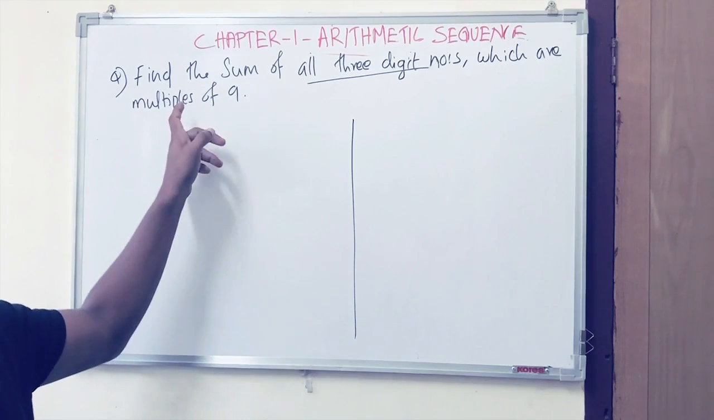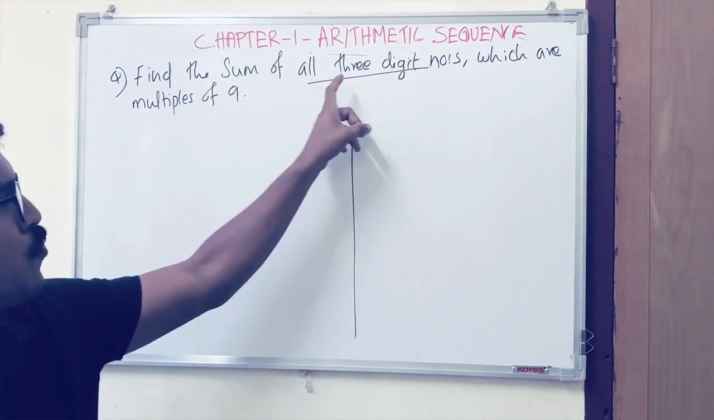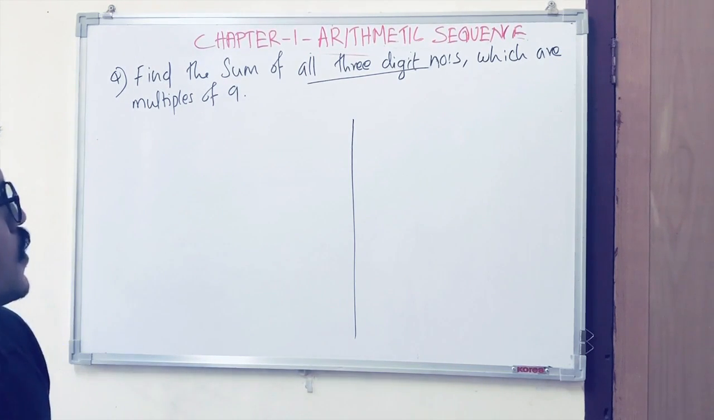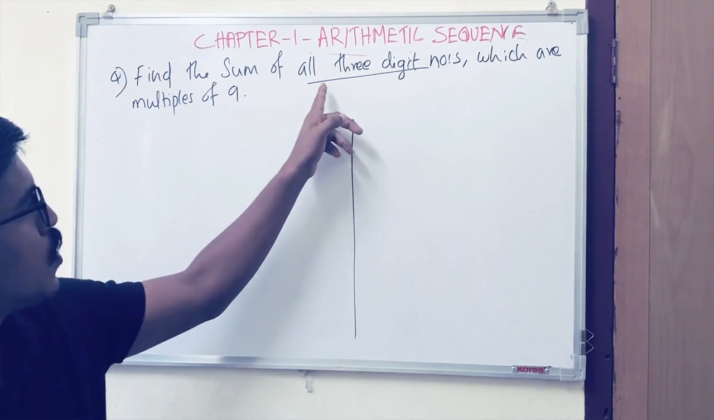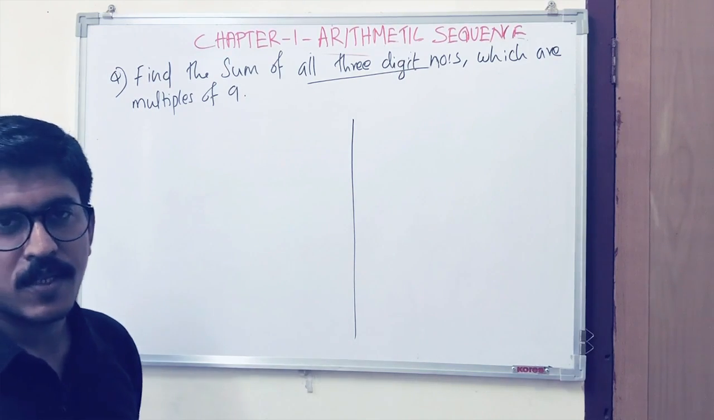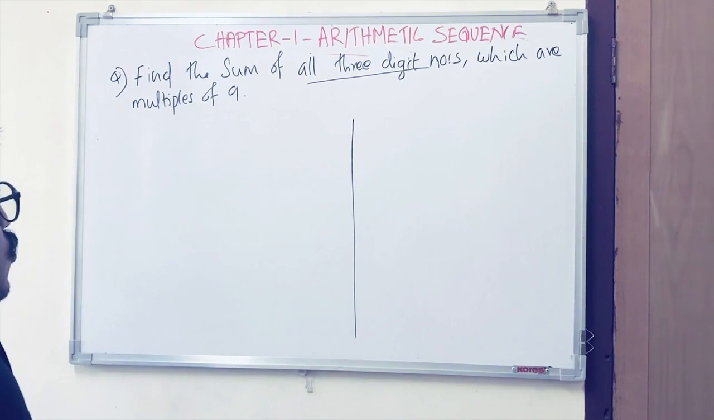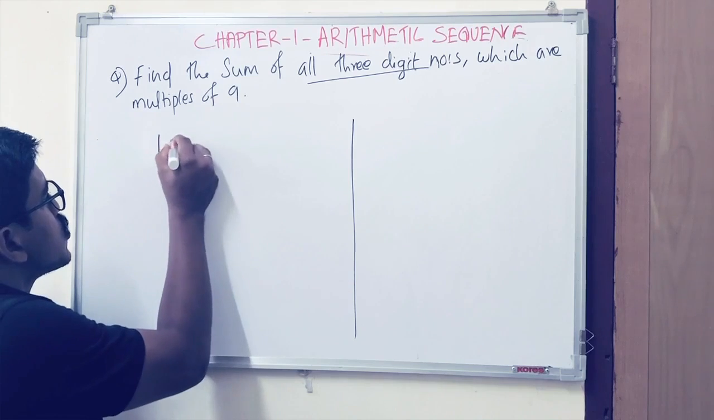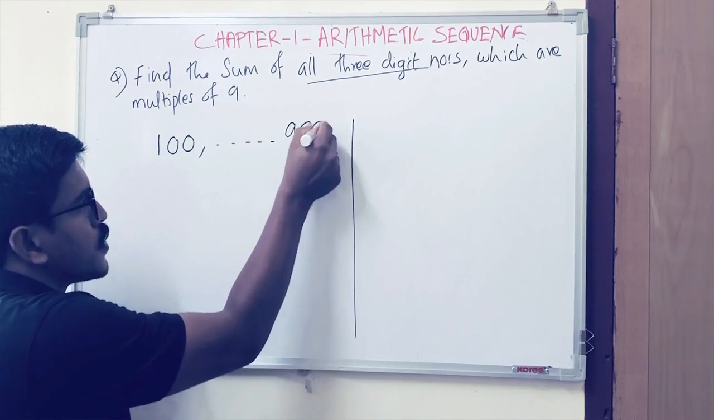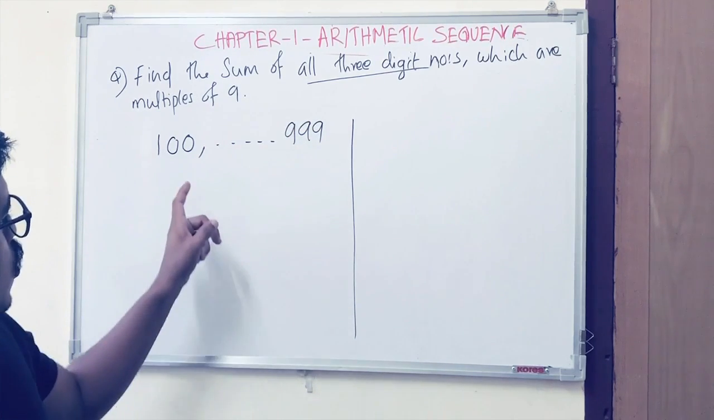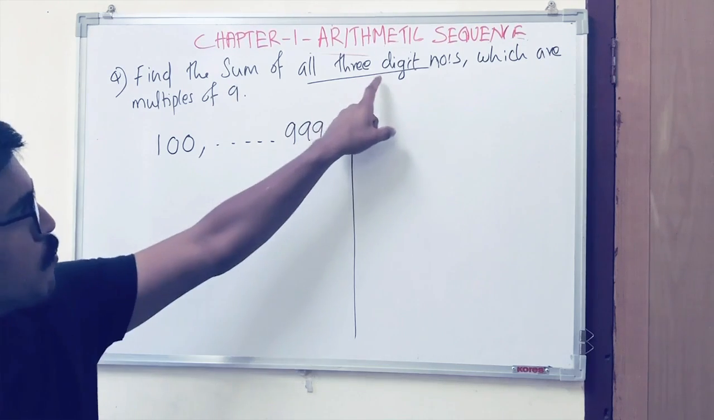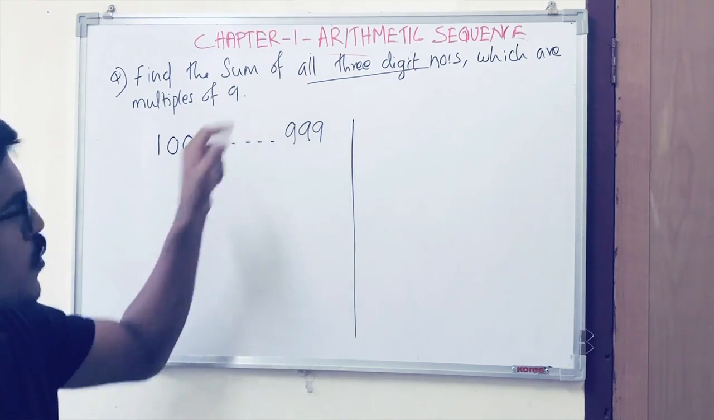We can look at another problem here. Find the sum of all 3-digit numbers which are multiples of 9. Right? We need to find all the 3-digit numbers only which are multiples of 9. Now all of you know that the 3-digit numbers start from 100 and end at 999. But we are not taking all the 3-digit numbers. We are taking the 3-digit numbers which are multiples of 9.